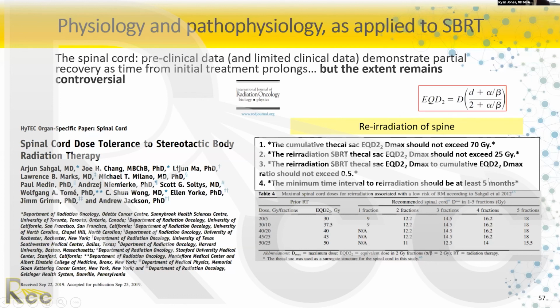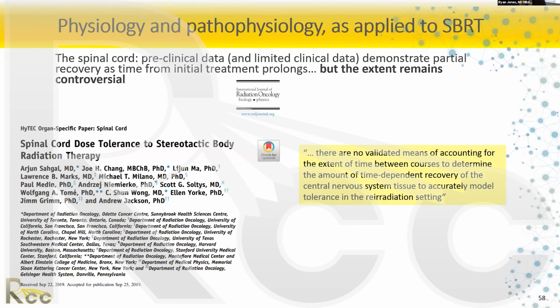And the minimal time interval of at least 5 months, because there are papers out from repeating palliative treatments, which I'm sure you all face as well. We do here for sure. Repeating 8 gray times 1, 20 gray in 5 fractions, 30 gray in 10. There's some conventional fractionation literature that cord recovery seems to set in at 6 months. And they wrote 5 months here, which they felt justified. Interestingly, they point out, taking this politically safe line, that there's no validated means for accounting for the time between courses and the amount of recovery. It's controversial.